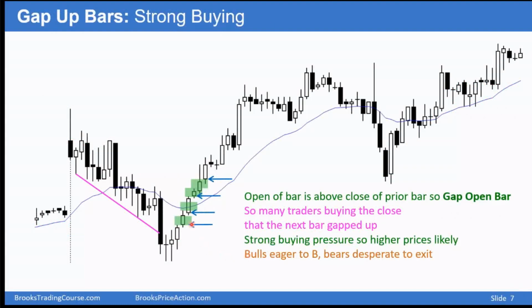Take a look at what's going on here. Look at the open of this bar and the close of that bar. There's a gap. Open of this bar is above that close, a gap. We have 4 gap bars, 4 bars where the open of the bar is above the close of the prior bar in a bear trend. That is very aggressive buying. As soon as the bar closes, everyone was placing orders to buy at the market. And there were so many buy orders at the close of this bar that the market had to open above that close. If you see a reversal and you're starting to get 1 or 2 gap open bars, that's strong buying. The market's probably going higher.